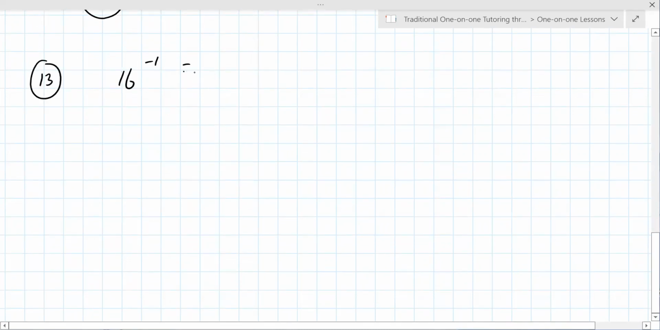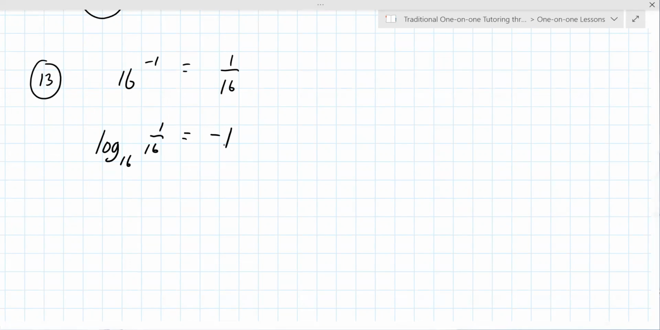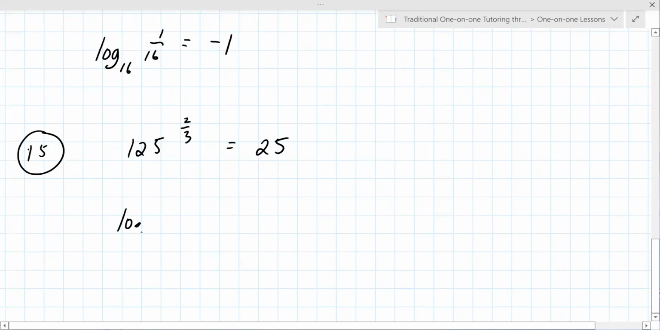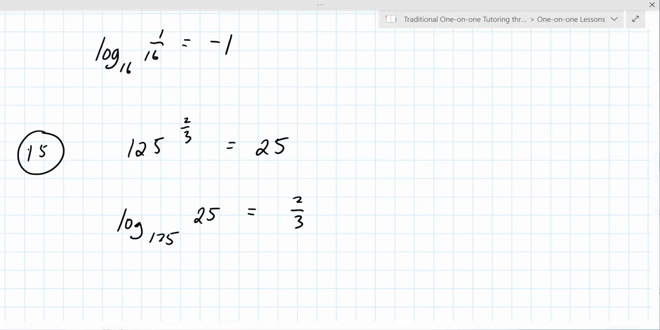It's awesome that you're able to do these on your own. That's really the key here of these lessons, is to give you the confidence and the knowledge to be able to do this without any help. So log base 16 of 1 over 16 equals -1. Yeah, that's what I got. All right, 15. 125 to the 2/3 power equals 25. So it's log base 125 of 25 equals 2/3.